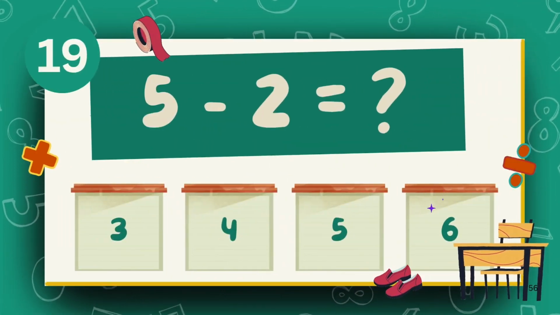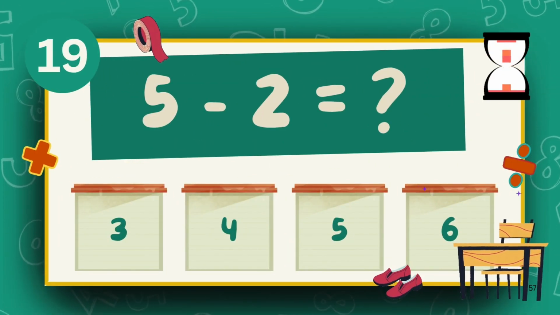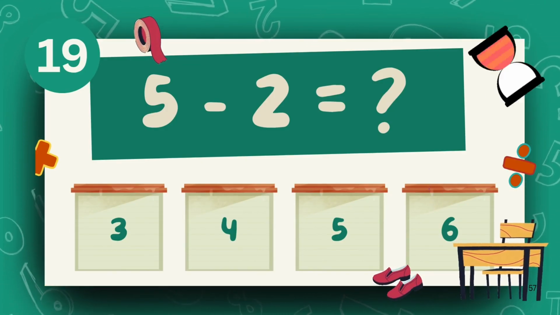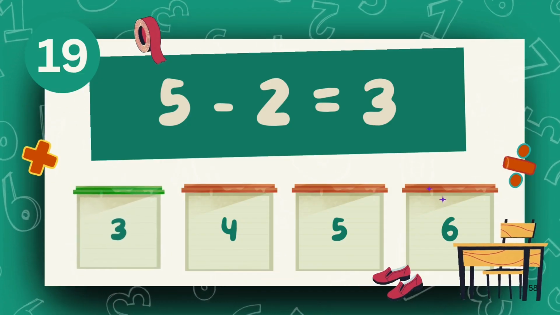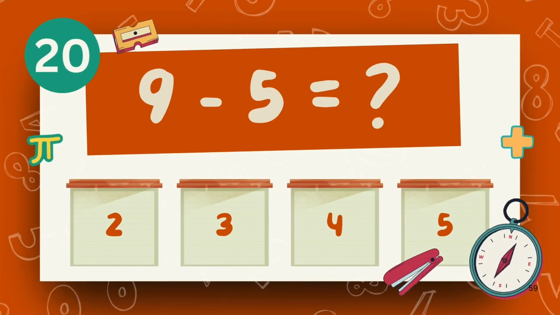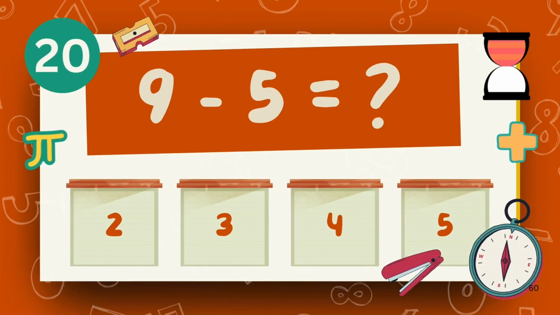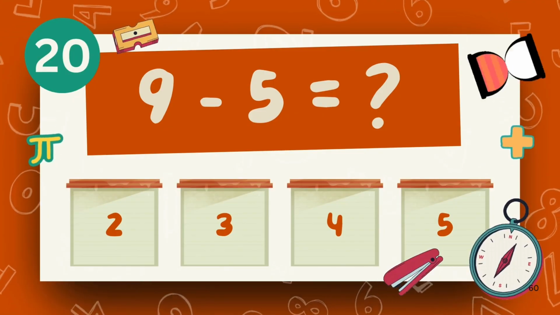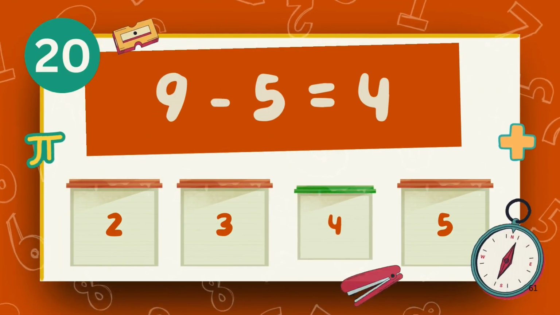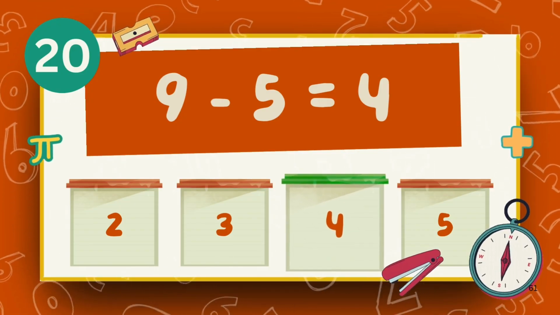What is 5 minus 2? The answer is 3. What is 9 minus 5? The answer is 4.